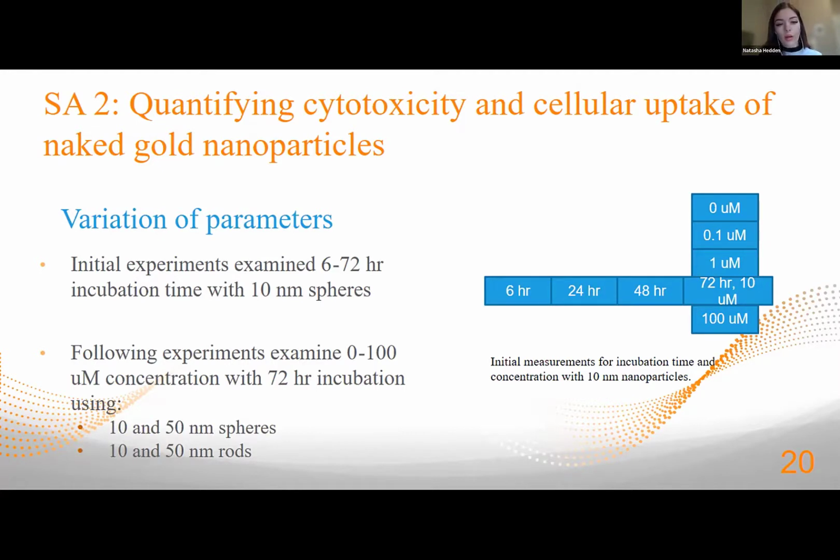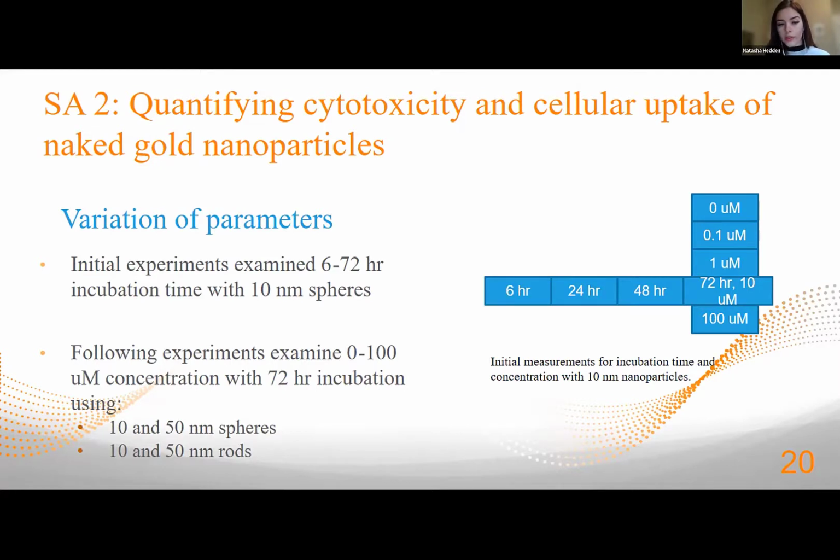So with our initial experiments, we looked at different incubation times from 6 to 72 hours using 10 nanometer spheres, essentially trying to see where our toxicity started to take place. And in the end, we decided to continue our following experiments with an incubation time of 72 hours, as a longer incubation time corresponds to greater signs of toxicity.